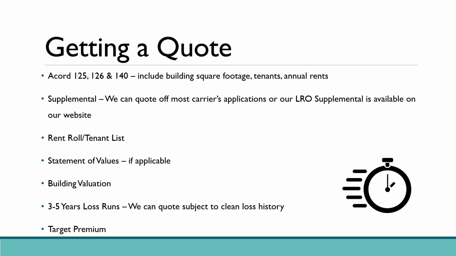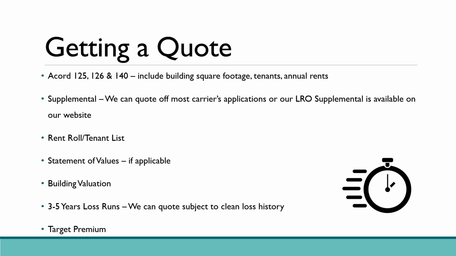A list of the tenants occupying the building. Again, I get a lot of Accord 125s that say lessor's risk or commercial building leased out, but then I don't know who it's leased out to. So again, I need to know that information because the type of tenants can dictate what markets I can go to. And two, like I was speaking about earlier, the annual rents is really important for the business income coverage for them.